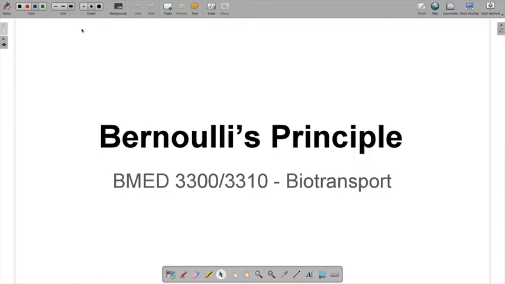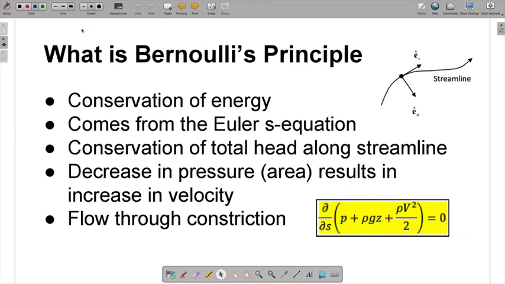In this video, we're going to talk about Bernoulli's Principle, and this is a pretty important concept in the Biotransport class. So what is Bernoulli's Principle about? Bernoulli's Principle relates to the conservation of energy, and it comes from the Euler S equation, and we can see this S equation down below.